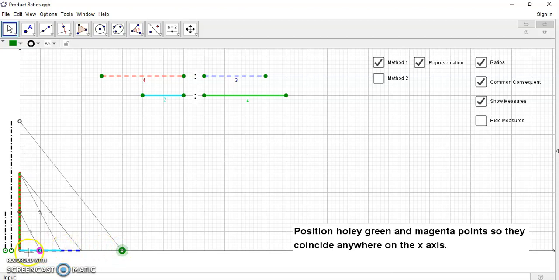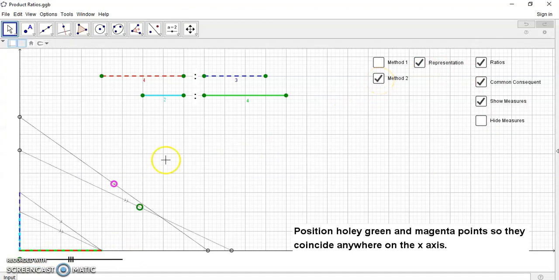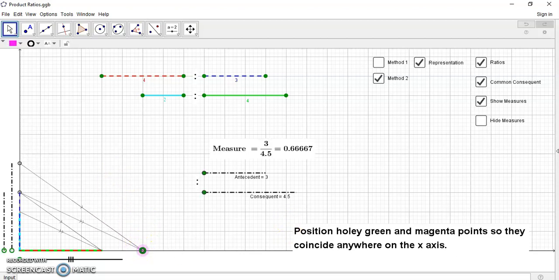So that's one way of doing it. And now the other way is to use method 2, which must also hold, by the way. In method 2, we leave the second ratio as is, light blue to green, and we switch the first ratio. We switch the antecedent with the consequent, and you should get exactly the same results, because both of these hold for multiplication.